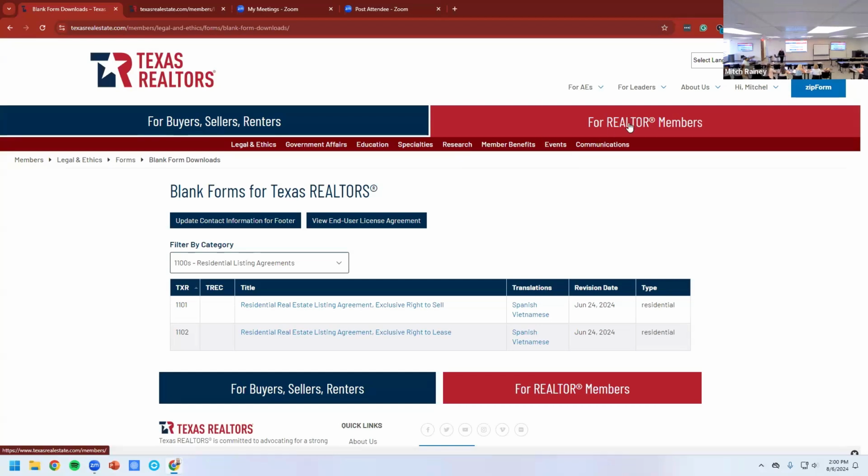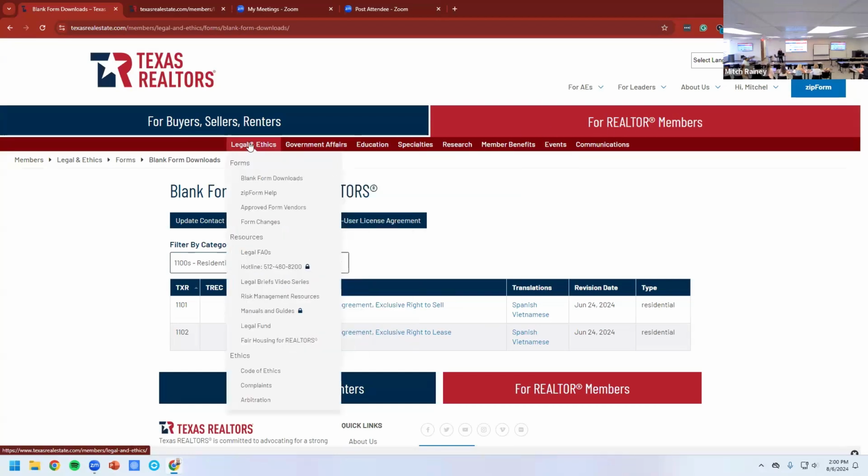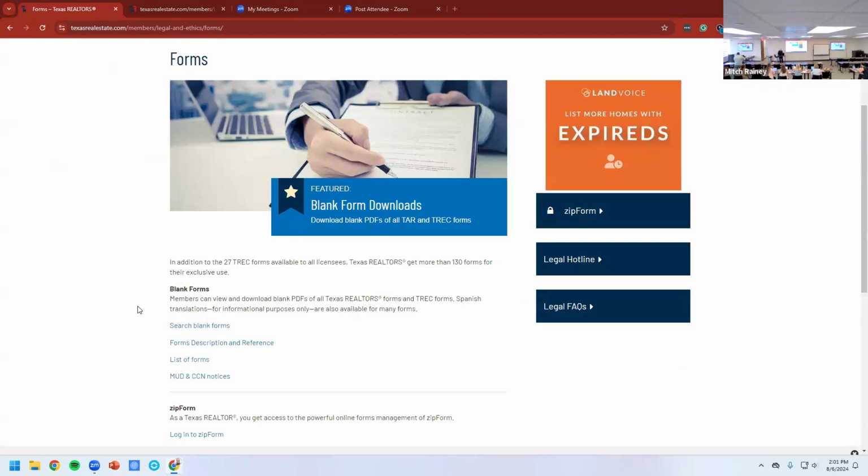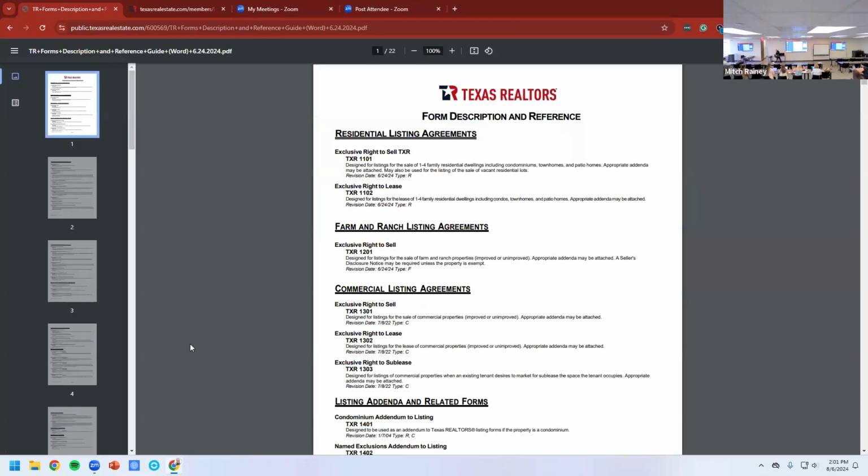Just sign into your TAR account, and then for realtors and members, under legal and ethics, you have forms. And these are going to be the most recent forms. If you're interested, there's a document here you can look at or download. It's form descriptions and reference numbers. And this gives you the different forms, the numbers, and a quick description of how you use the form, which I like. It's under TAR.